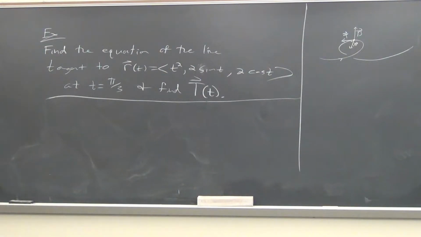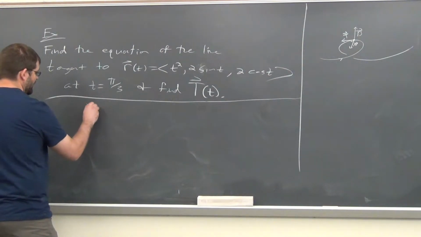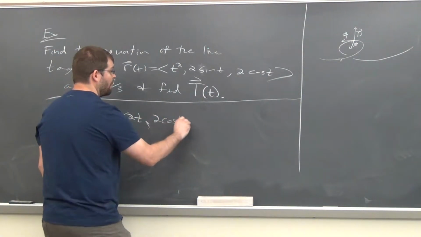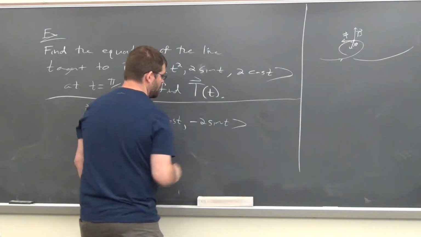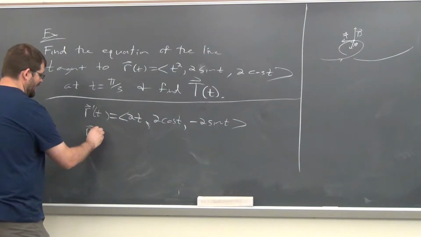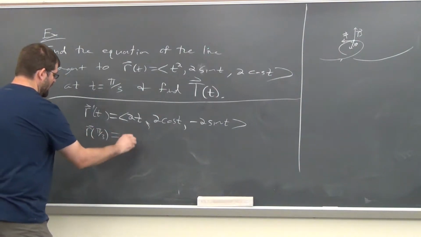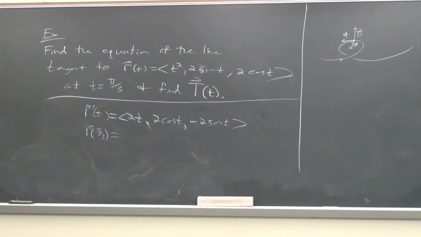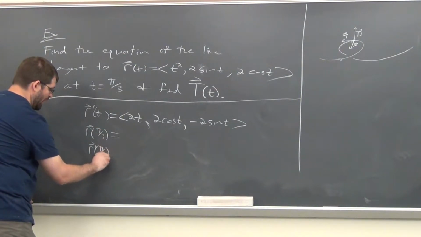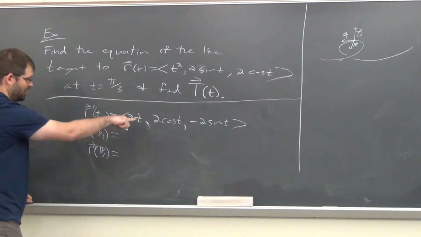Okay, so let's go through this. So you need to calculate your derivative. Let's just do the tangent line as its own question. In order to find the equation of the tangent line, we need the point we were at, right? So we need the original r of t, and then we need the direction, so that's given by the derivative. So we're going to need r of pi over 3, and then r prime of pi over 3. So what's r of pi over 3?